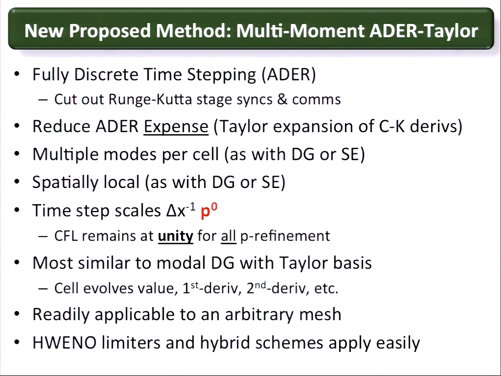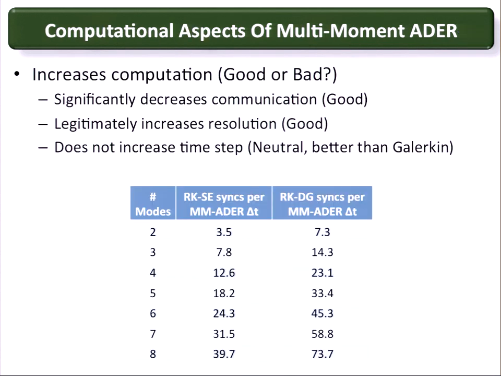So it's most similar to a modal DG with a Taylor basis, if you're familiar with that scheme. And you just evolve the value of the first, second derivative. And it's applicable to any mesh. So if you want a triangular mesh, if you want any curvilinear mesh, it'll work just fine with those because all the information is local. You can integrate over the round of the cell with any Taylor basis without any problem. And the Hermite-Weno limiters apply to this scheme just as they do to a DG scheme. You can limit the modes as you need to.